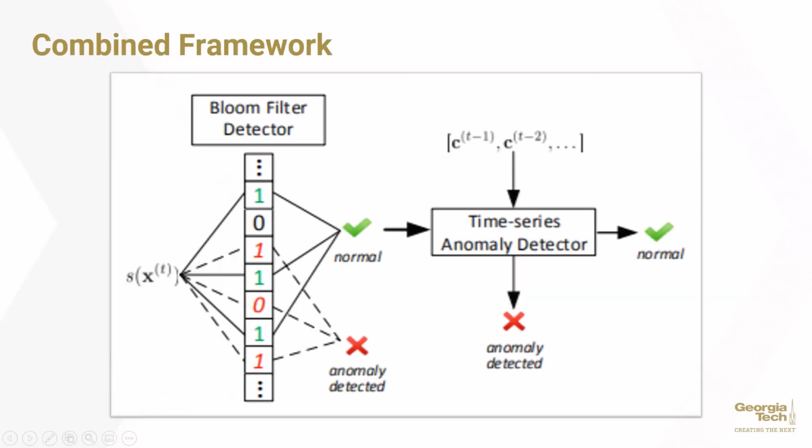And so looking at how the package level and the time series level combine together, we start off with a package and take the signature of it, and that's passed into the Bloom filter. And assuming that it maps to all ones, it's considered normal. If not, it's considered an anomaly, and the process stops there since, like I mentioned, you can't have false negative lookups with a Bloom filter. And if it passes, then that gets passed on to the time series part of the anomaly detection. And so then it's considering the packages that came before it to determine whether or not that package is an anomaly.